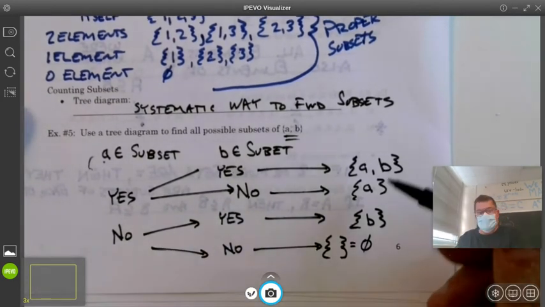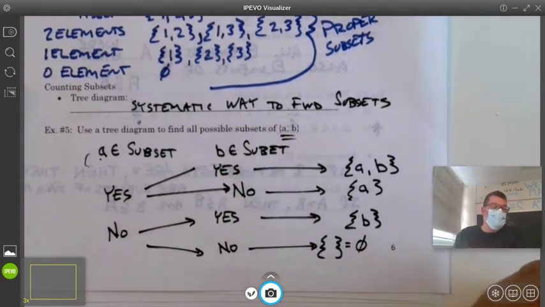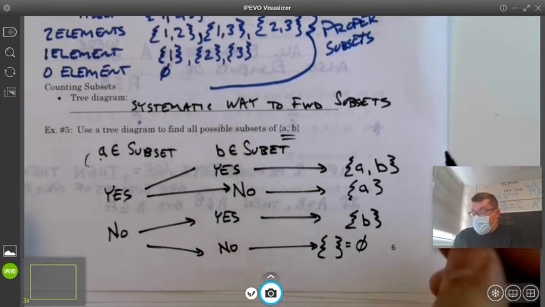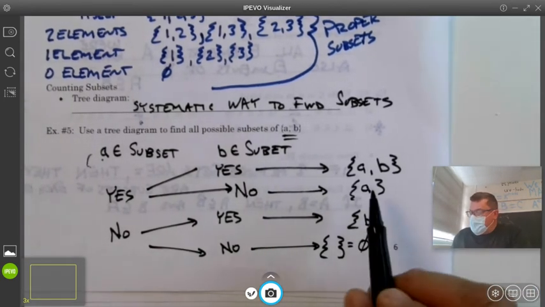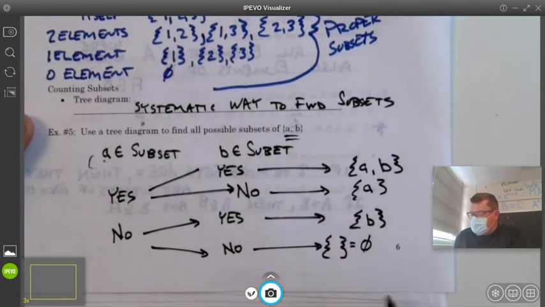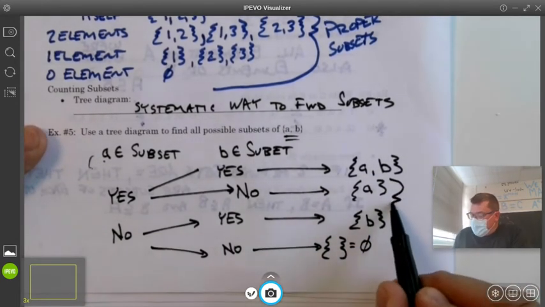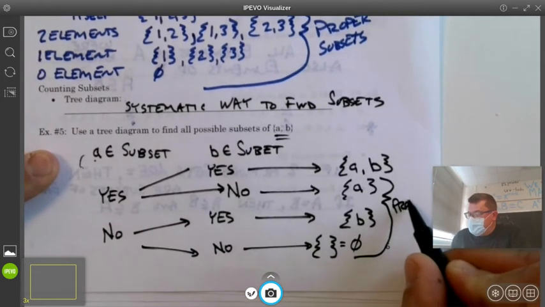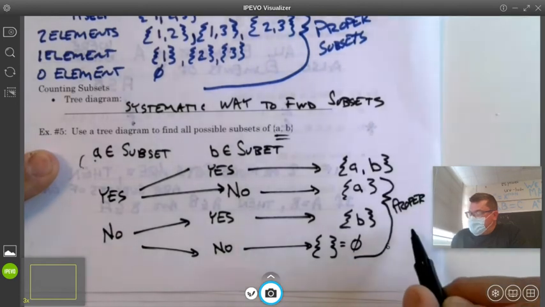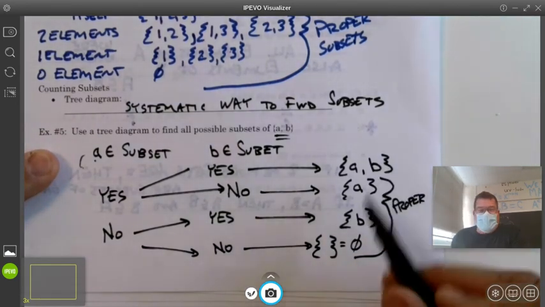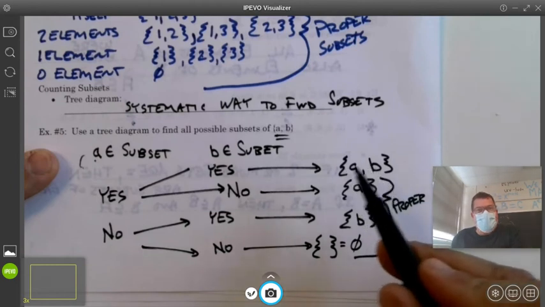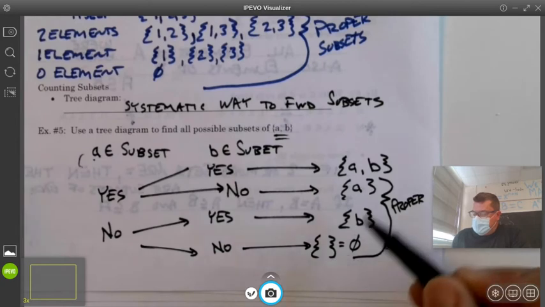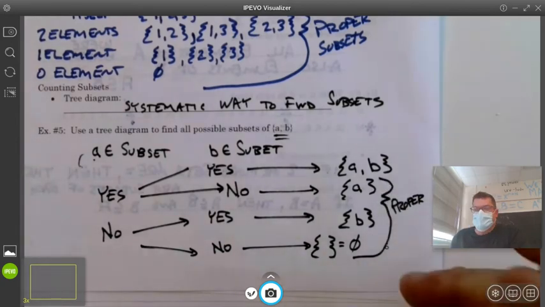It might be easier just to list them instead of using the tree diagram, but that's another technique to systematically find them all and list them all. Now remember what we talked about yesterday. All of these are subsets. These are special subsets. They're called proper subsets. Any subset that's not itself is said to be proper. So this one has 4 subsets and 3 proper subsets.